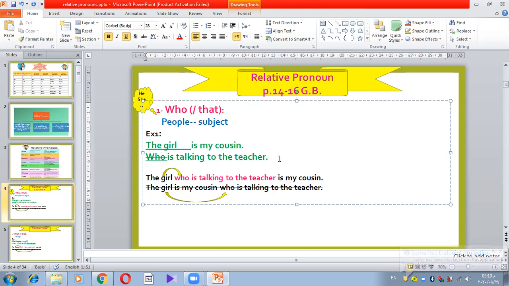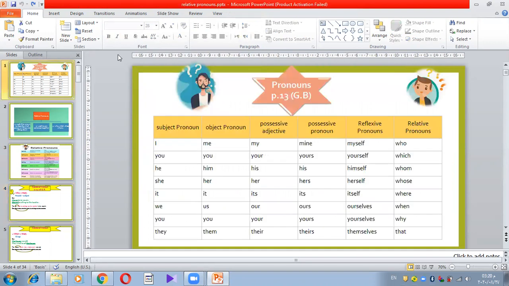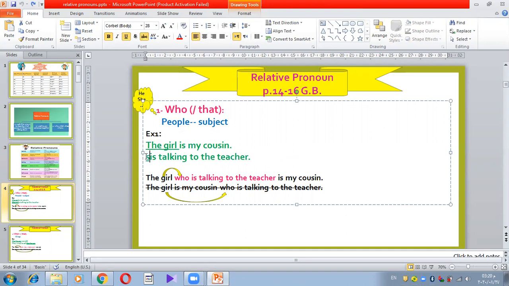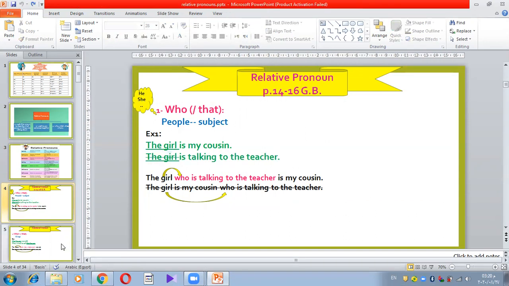Okay, did you get it now? Very good. I want to tell you a note that is very important. It could be the girl or it could be he or she, the subject pronouns. Do you remember the subject pronouns like he, she, we, you, and they? It could be one of them. So I can say the girl or I can say she, because the girl or she is referring to the girl. So it's the same. It could be the same noun or a pronoun referring to the same noun. Okay? Let's see another example to make it easier for you to get.